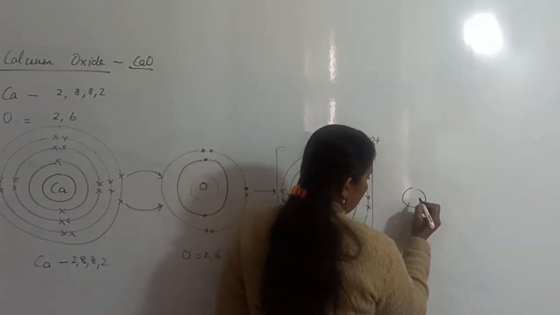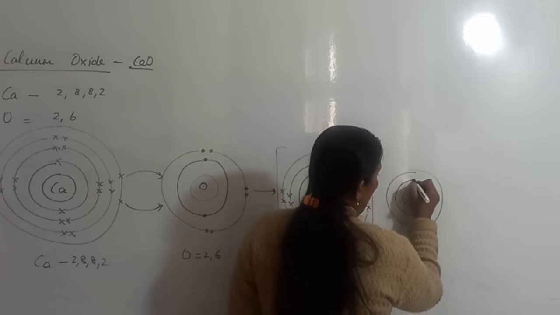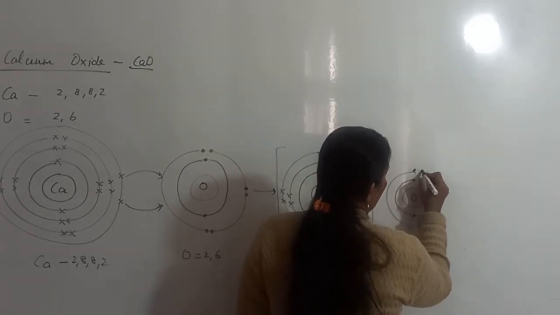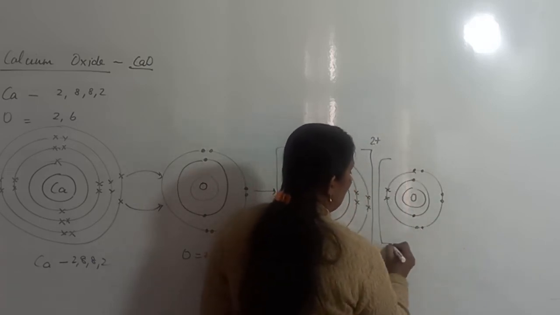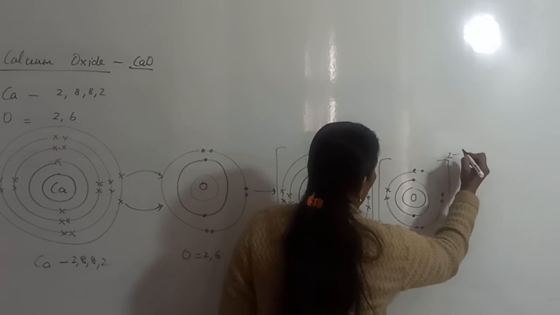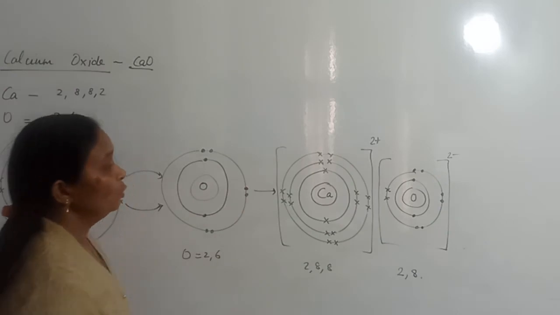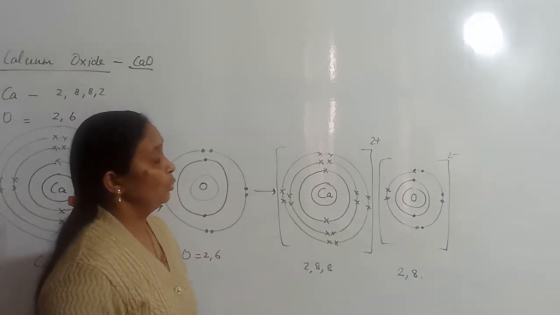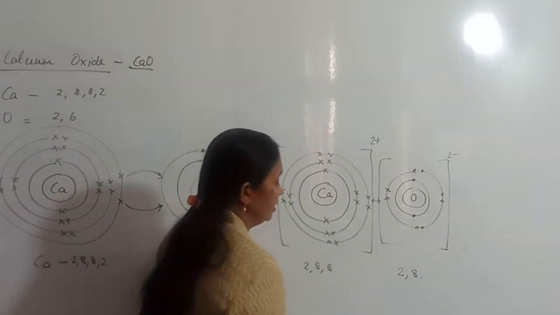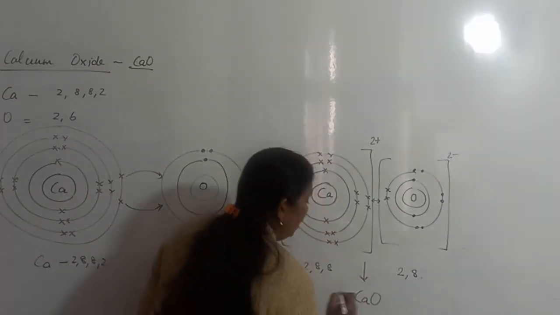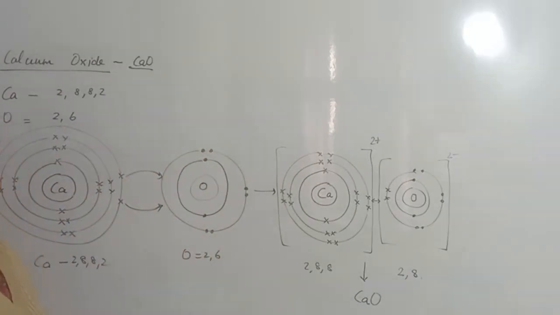Oxygen, this is the nucleus, O, first shell and second shell. The first shell will have 2 electrons and the second will have 6, which were present in oxygen already, and 2 from calcium. So this will have a negative charge, 2 minus, and it will become 2, 8. Now these two oppositely charged ions, Ca2+ and O2-, will attract each other with a force of attraction, and this will result in the formation of a calcium oxide molecule. So this is the atomic orbit diagram for calcium oxide.